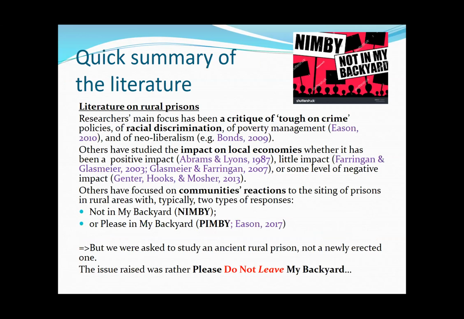The third piece of literature which we explored was the literature on rural prisons per se. But again, this literature was essentially North American, and it focused, again, legitimately so in the context, on tough on crime policies, on discrimination, and also on the impact, whether positive, negative or neutral, on the local economy, and with very classic NIMBY versus PIMBY community reactions. However, in our context, we were in a complete reverse scenario because we dealt with an ancient rural prison, which rather than being newly erected, was actually on the verge of being closed. And so it was more an issue of do not leave my backyard.